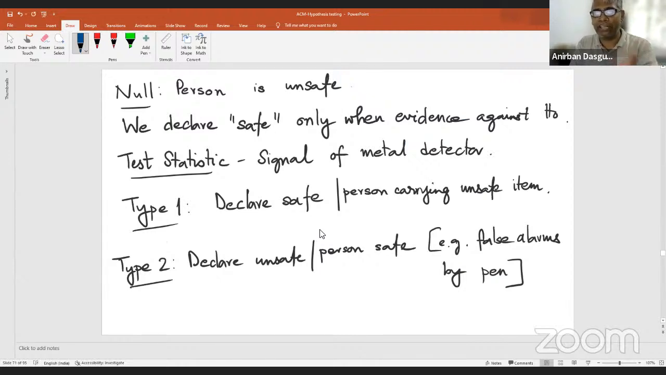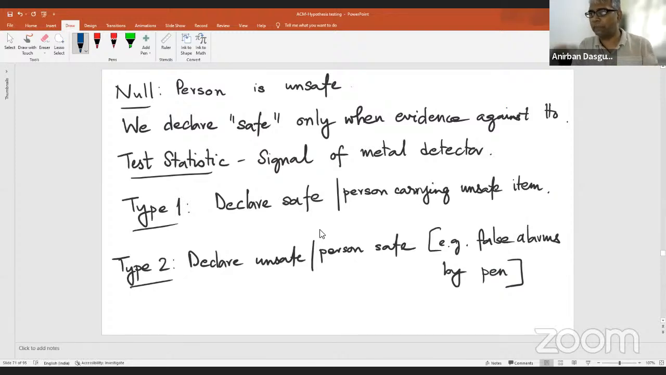The type 1 error is that we declare... It's very important to take the errors into account when forming the null hypothesis. Understand the effect of the false positive and the false negative. What is the real world implication of committing a false positive versus the real world implication of committing a false negative? That also comes into the null hypothesis. For instance, suppose we take the null hypothesis that the person is unsafe. Declare safe only when we have significant evidence against it.